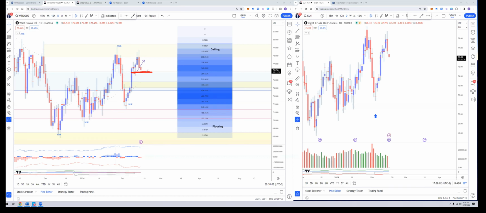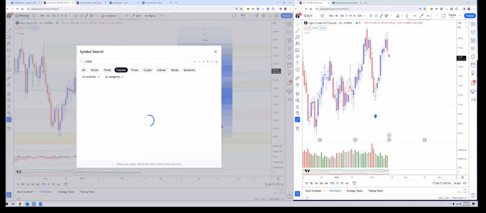Let's see if 75.5 can hold. This is in my journal, so I'll be watching this level. If it cannot hold, no point, right? Okay, moving on. Another one is the con.